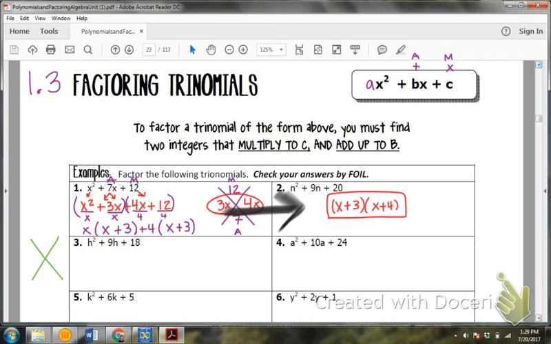Okay, so we need to figure out which numbers multiply to get what. What do we have to multiply to get? 18, the last one, right? We have to multiply to get the 18. So I'm going to put an M above it. And I have to add to get the 9. So I'm going to put an A there. So I remember they have to multiply to get 18 and add to get 9. So if I think about the factors that make 18, 1 and 18, 2 and 9, 3 and 6, that's it. Which group of those add up to be 9?